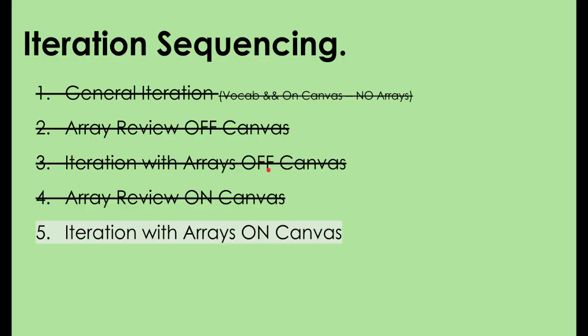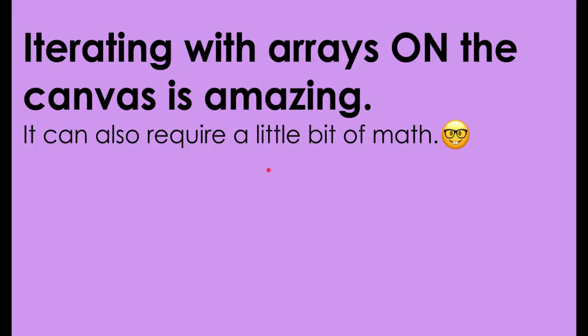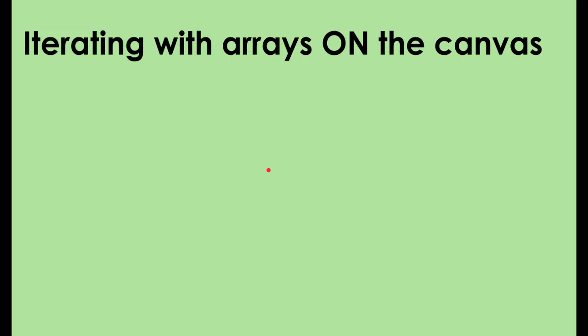So today we're going to be looking at iteration with arrays on Canvas. It's our last iteration focus. So iterating with arrays on the canvas is amazing, but it requires a little bit of math. Some of you might choose to actually stop and think about the math and figure out how you can get specific things to happen. Others of you might just choose to guess and check, and both of those are fine.